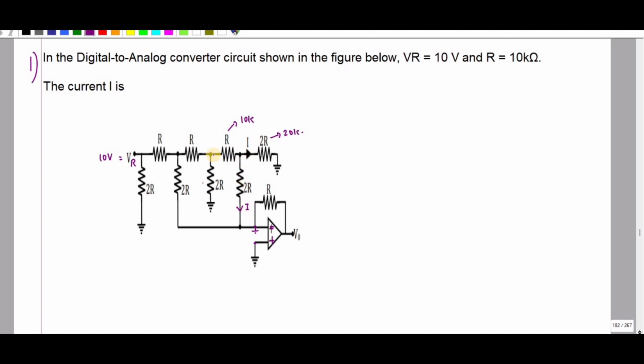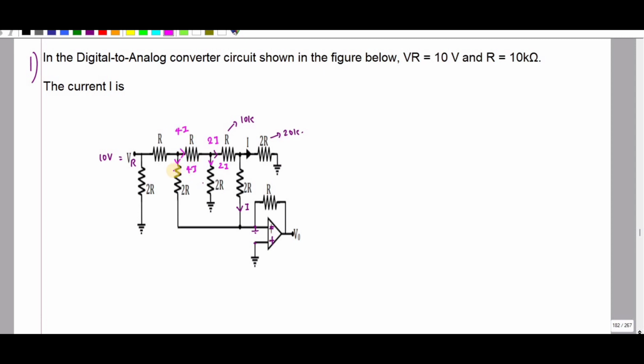So what is this current? This is nothing but 2I, right? Because the incoming current is equal to the outgoing current. So if this is 2I, this is also 2I, since these two resistors are in parallel, so the equivalent value is R. So R plus R is 2R. So this is also 2R, this is also 2R. So if the current going through this resistance is 2I, this is also 2I. So similarly, if this is 4I, this is also 4I.